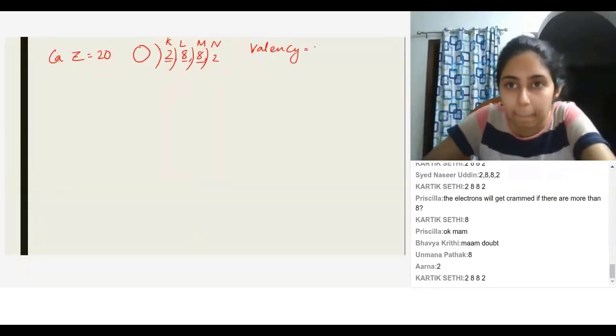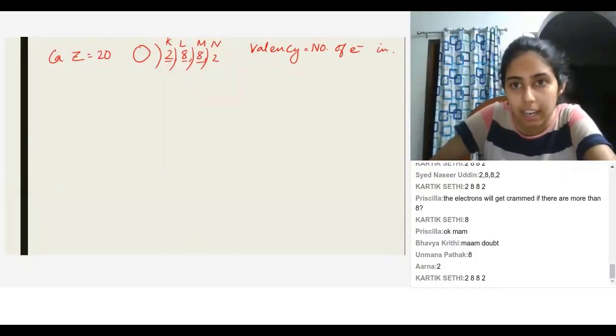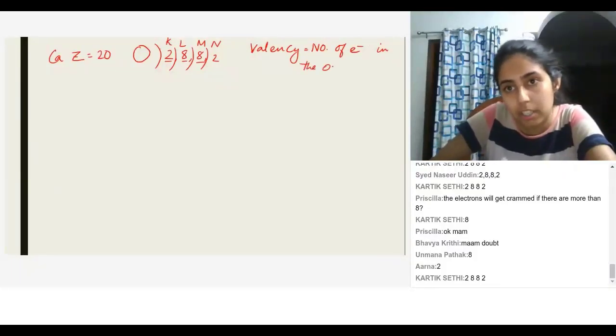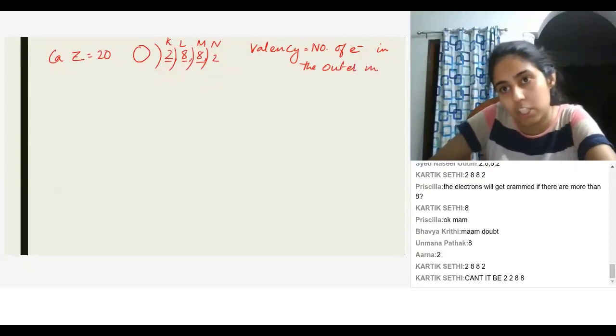Valency is the number of electrons in the outermost shell.